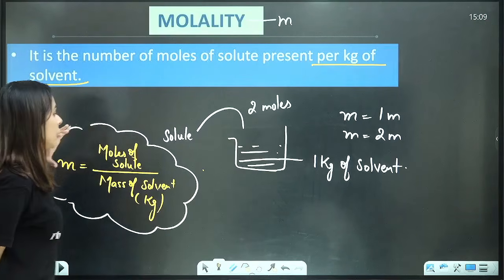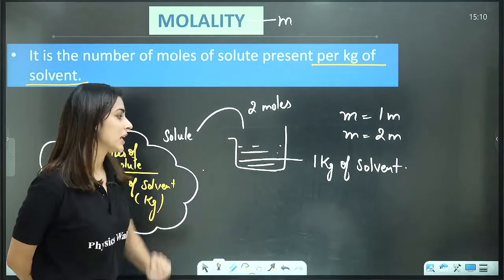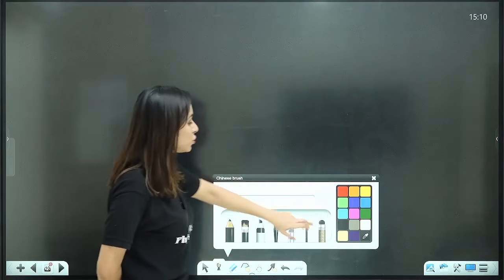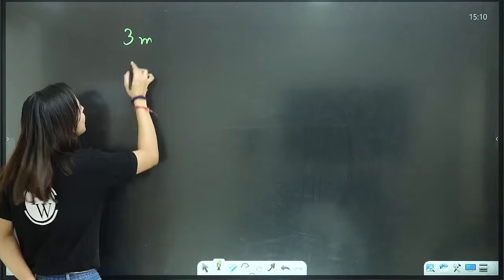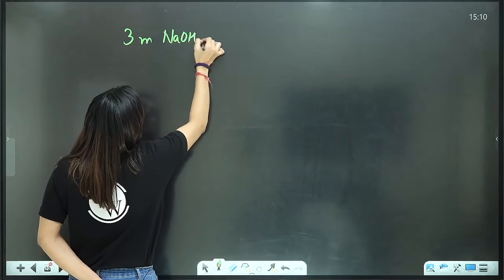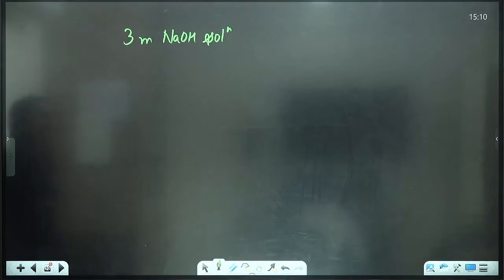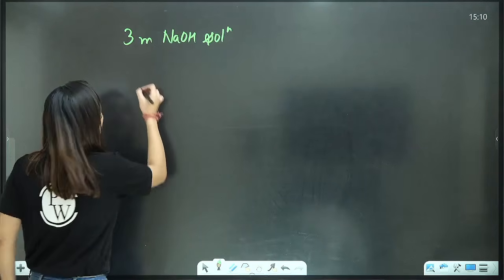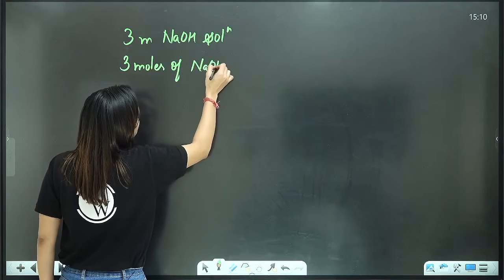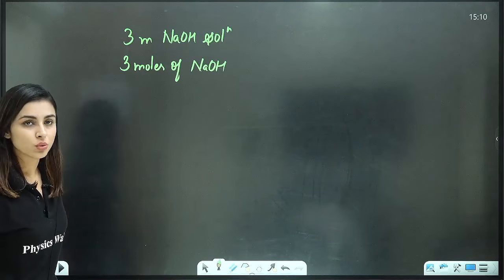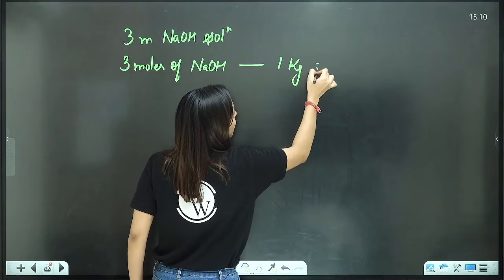Perfect. Now, if we are given some expression, then how are we going to decode it? We have to understand that as well. So if I tell you that you have 3 molal, small m denotes molal, 3 molal NaOH solution. How are we going to decode this? 3 molal NaOH solution means that you have 3 moles of NaOH, because here NaOH is my solute. So I have 3 moles of NaOH present in 1 kg of solvent.